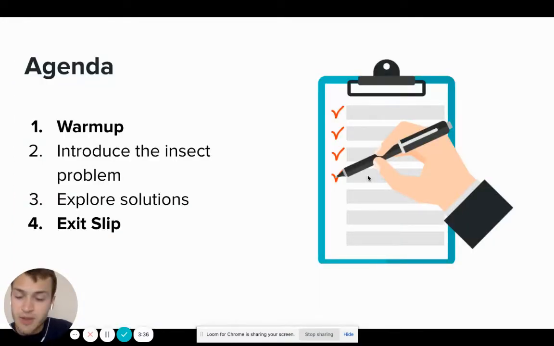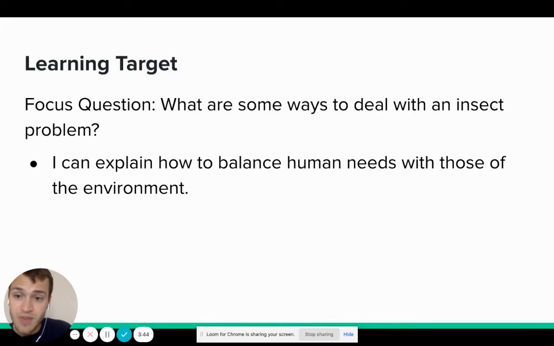So today's agenda: we just did the warm-up. Next, we're going to introduce the insect problem. Third, we'll explore solutions. And then lastly, we'll do our exit slip. The focus question for today is, what are some ways to deal with an insect problem? And the learning target is, I can explain how to balance human needs with those of the environment.